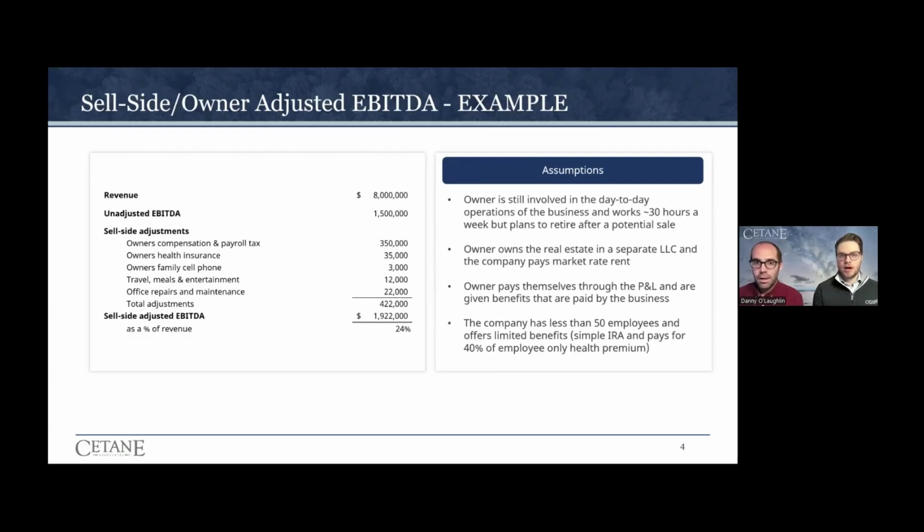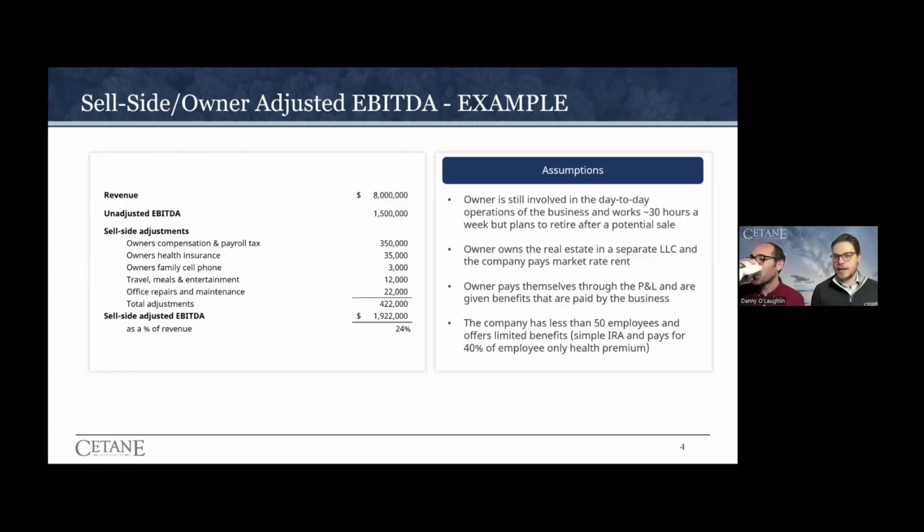Yep. So in this example, I'm going to kind of operate as the owner or the seller here. And there's some general assumptions here. I own a services business that does $8 million in revenue and $1.5 million in unadjusted EBITDA. I'm still involved as the owner in the day-to-day operations of the business, work roughly 30 hours a week, but want to retire after a potential sale. After a short transition period, want to move on, retire, and not work it anymore.